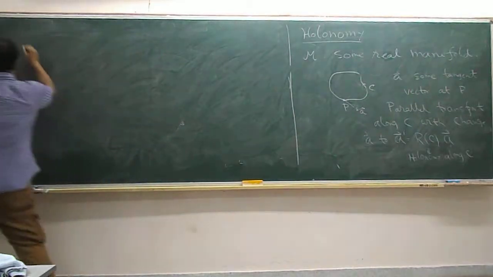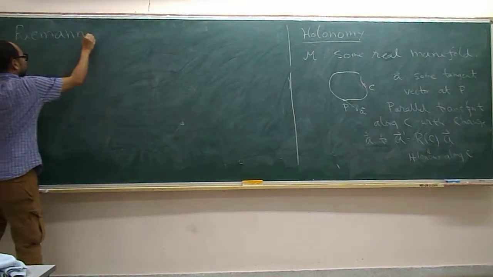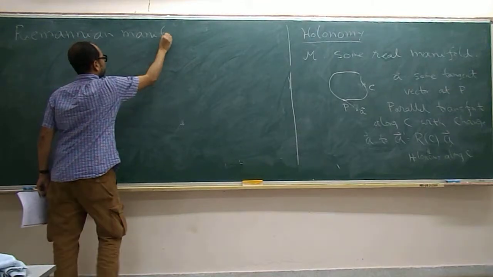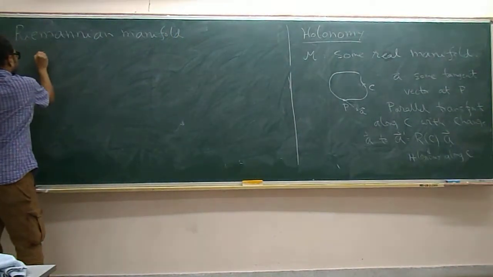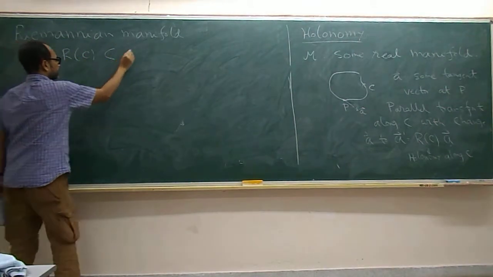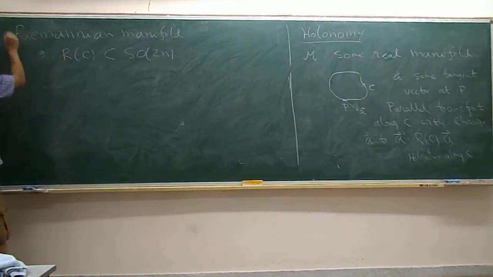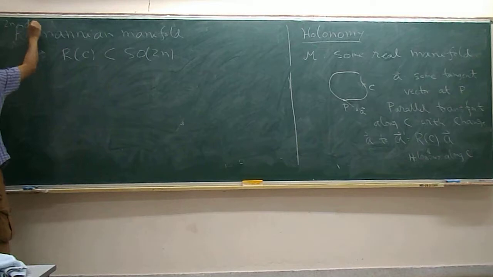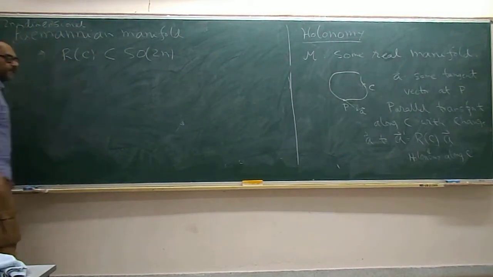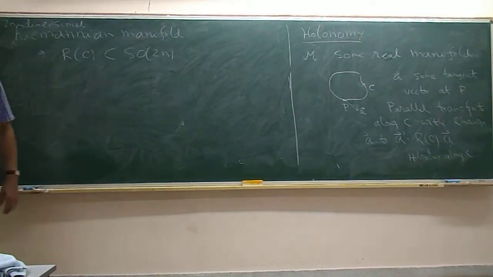Now, if we are considering a Riemannian manifold, then R_C is part of a group, for a 2n dimensional Riemannian manifold. In general the dimension need not be even, but we are taking 2n because eventually we will be restricted to complex manifolds.